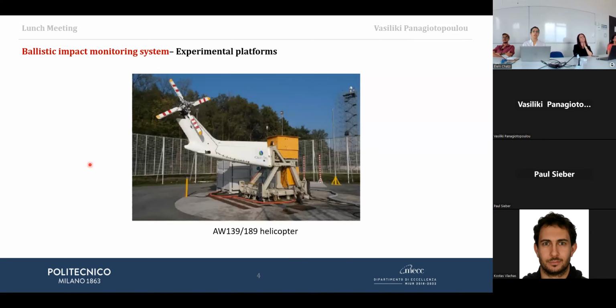With this experimental setup, we are able to perform various dynamical tests and acquire really nice data from many sensors mounted on this structure. How the system operates is basically there is an engine here, and it provides power to the transmission line. And then we can also control the pitch of the blades of the helicopter.